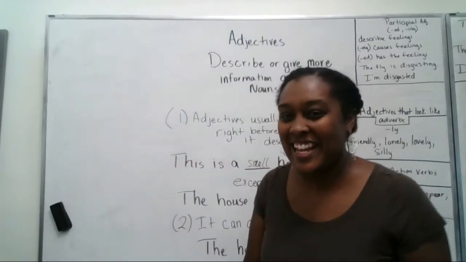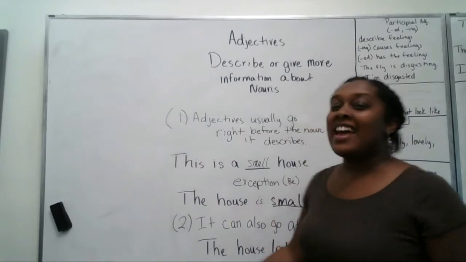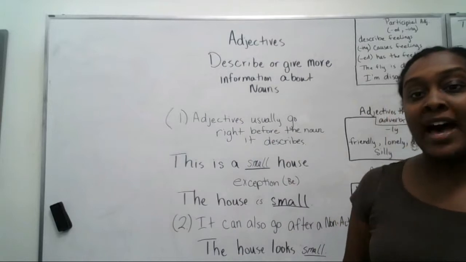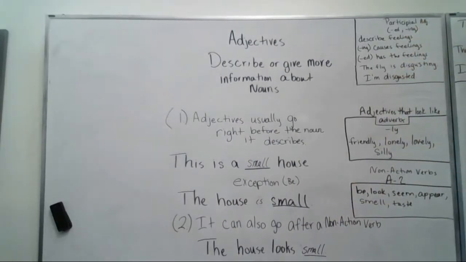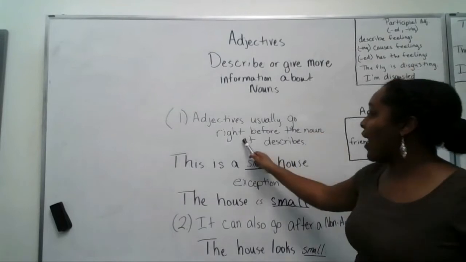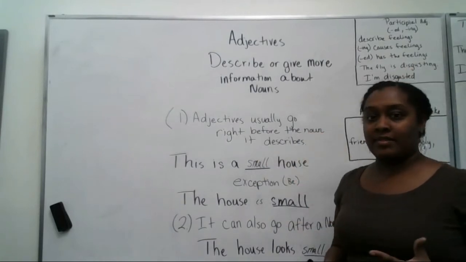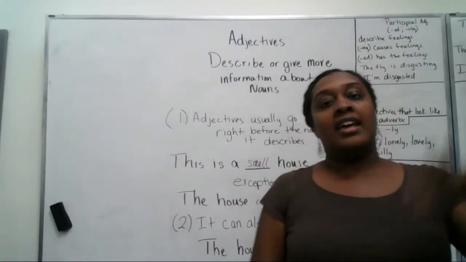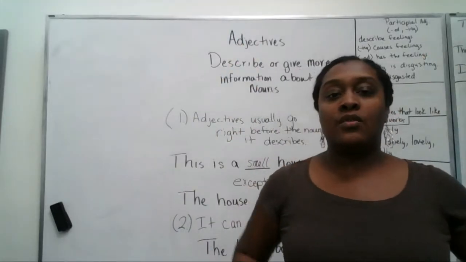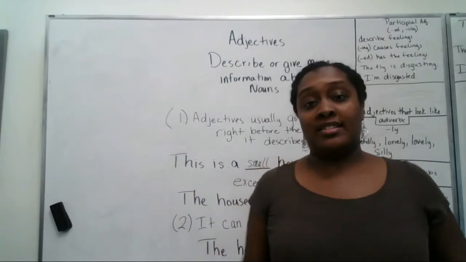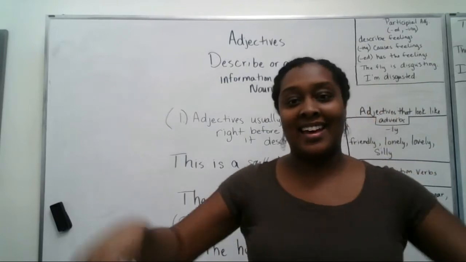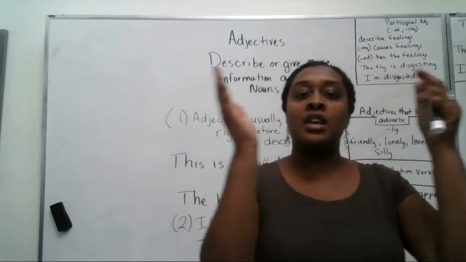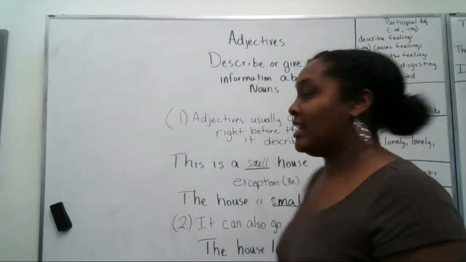Okay, today we're going to study adjectives. Adjectives are used to describe or give more information about nouns. They usually go right before the noun that they describe. So we're talking about word order now. Usually you'll have your adjective and then the noun that it describes. So if your noun is man and you want to say that he looks good, you would say the handsome man. Handsome is your adjective and it comes before the noun that it describes.